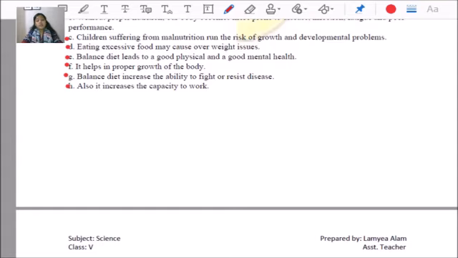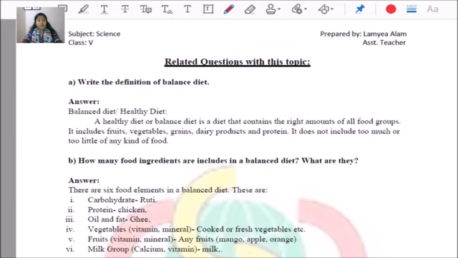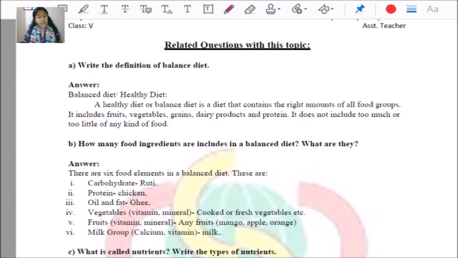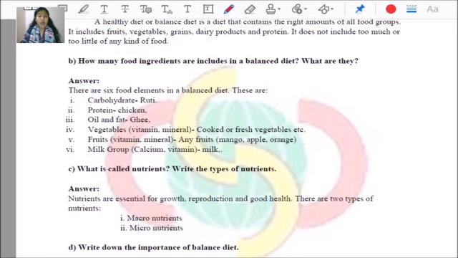Now we have some questions based on this lecture. Just have a look on these questions. Our first question is write the definition of balanced diet. We already discussed about the definition of balanced diet, so we can memorize it. There is nothing different. Number B, how many food ingredients are included in a balanced diet? We already know there are 6 food elements in a balanced diet, and those are carbohydrates, protein, oil and fat, vegetables, fruits and milk groups. We can also give one or two examples with the groups.